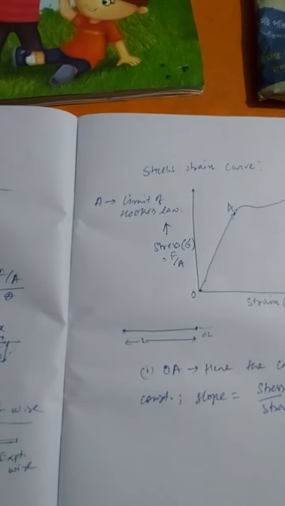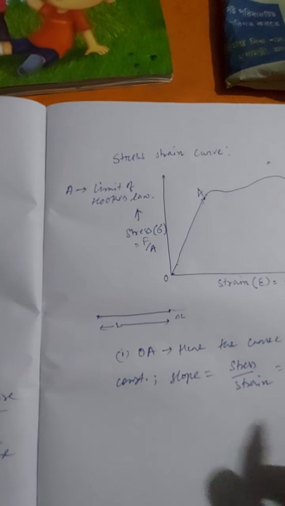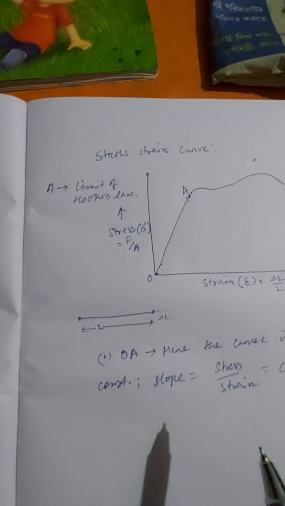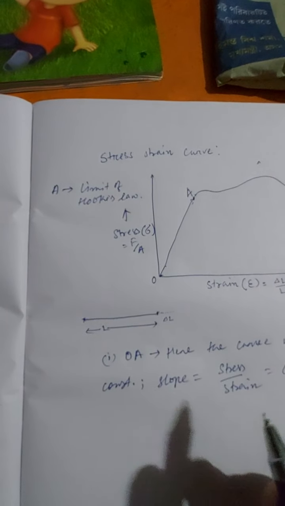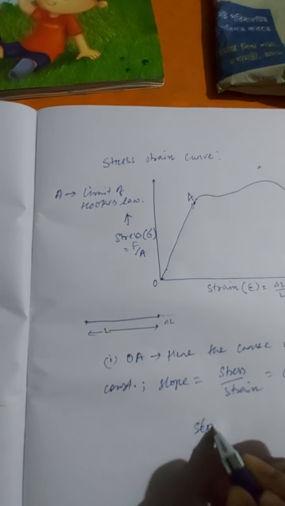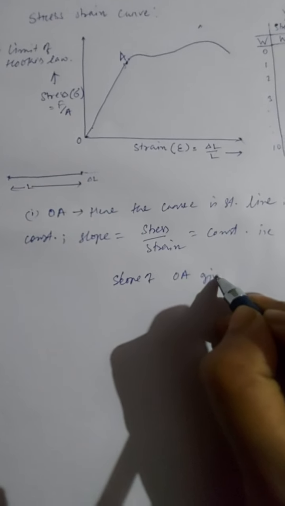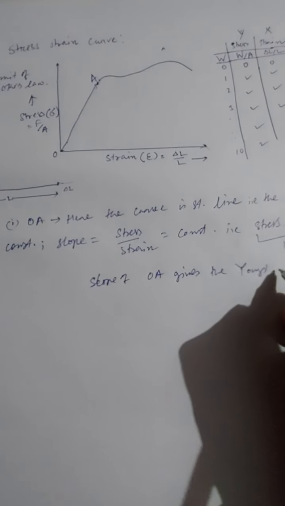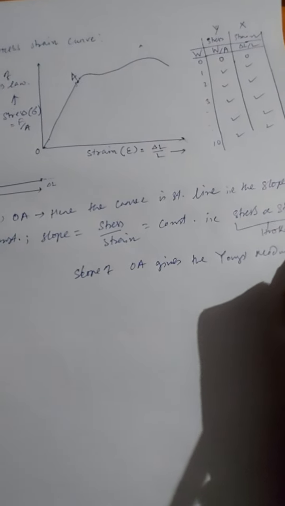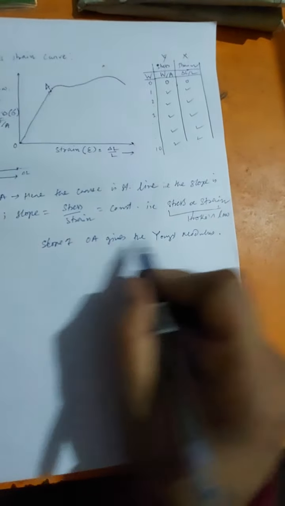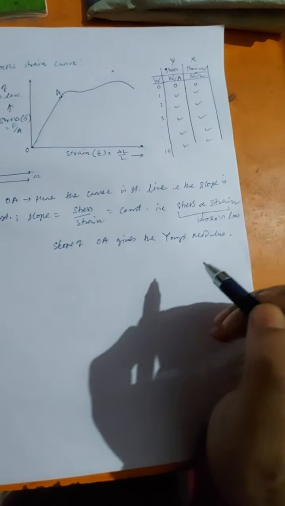Now what is the speciality of this region? In this region, we can see that it is a single slope and the stress is proportional to strain. The slope of OA gives the Young's modulus. So we can find the Young's modulus by calculating the slope of this curve.